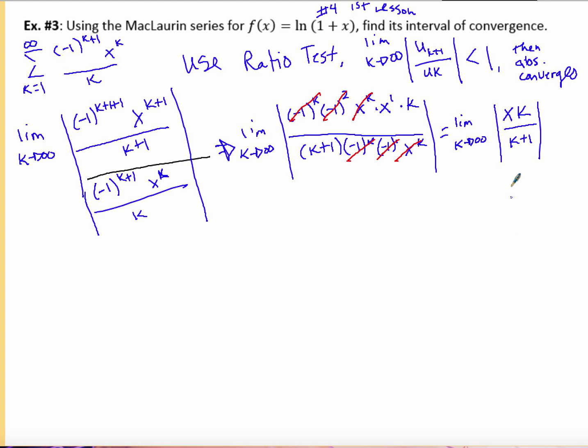Not so shabby. And we're going to take the limit as k approaches infinity, so x really isn't going to have anything to do with that. So I'm going to pull it out to the front. It's still going to be the absolute value of x, don't get me wrong, times the limit as k approaches infinity, because nothing's going to change with x as long as k is the thing approaching infinity. And I have k divided by k plus 1.